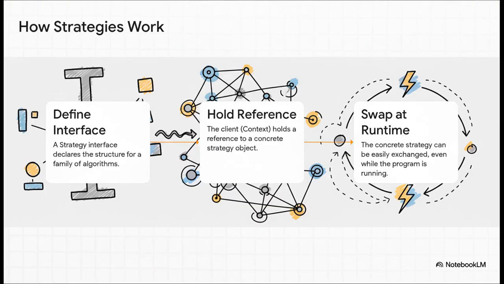First, you define a common interface that all your different algorithms, your strategies, are going to implement. Your main object then holds a reference to just one of these strategy objects. And here's the crucial part. You can change that reference at any time, even while the program is running, to completely change the object's behavior.